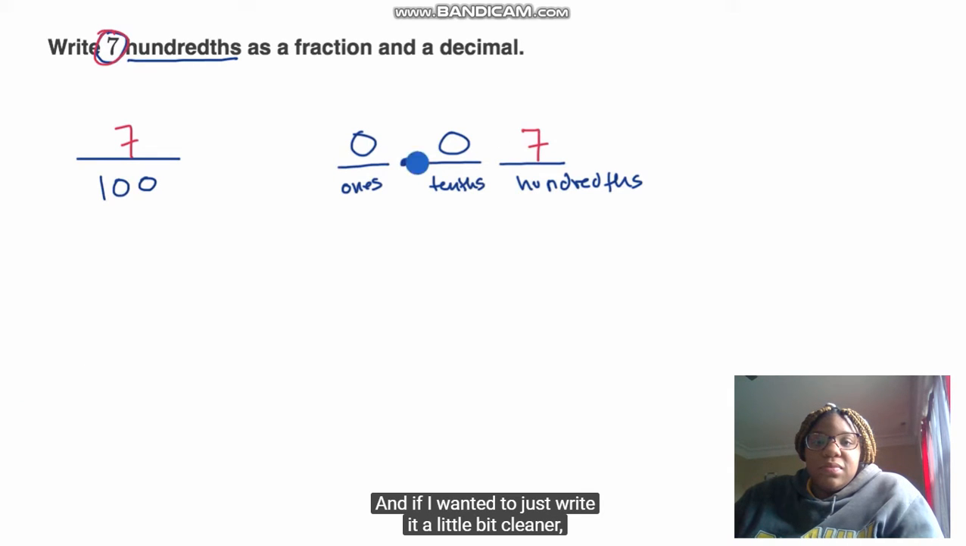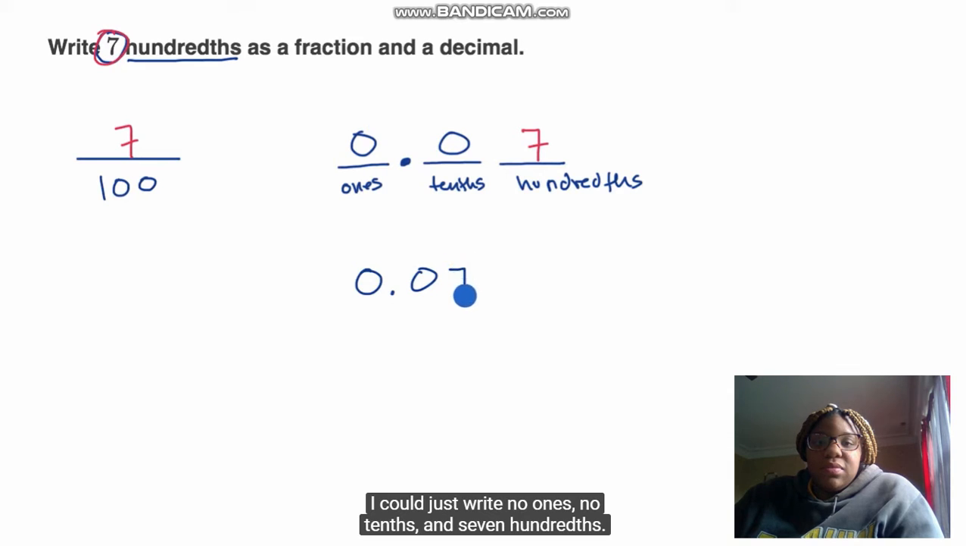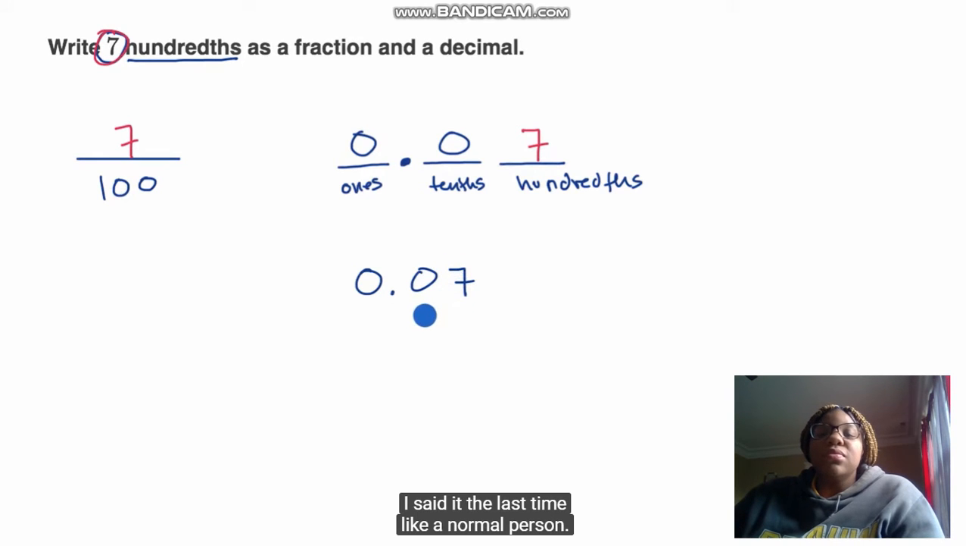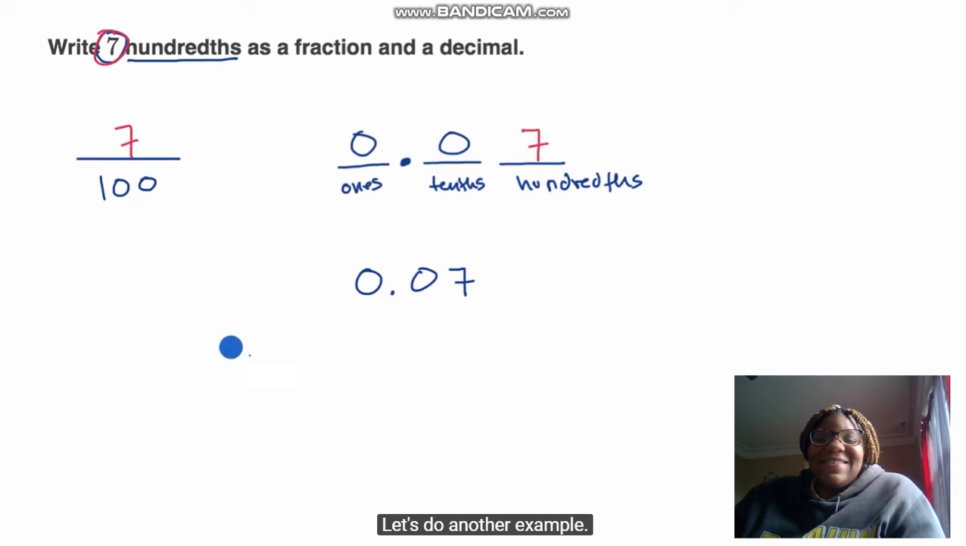And if I wanted to write it a little bit cleaner, I could just write no ones, no tenths, and 7/100ths. I said it that time like a normal person. Let's do another example.